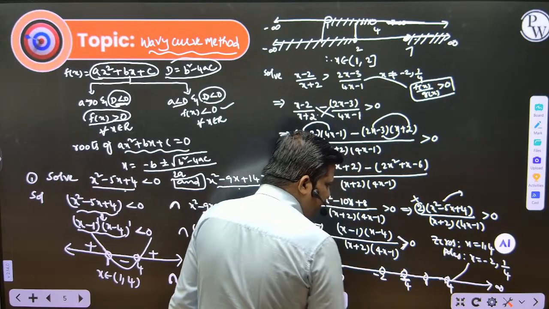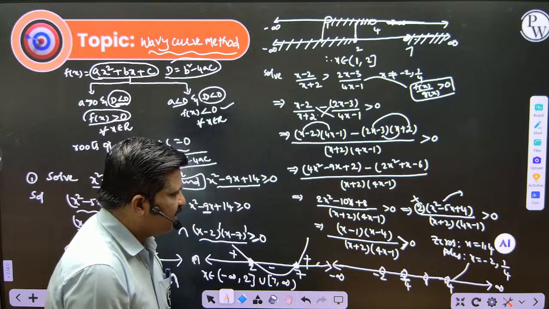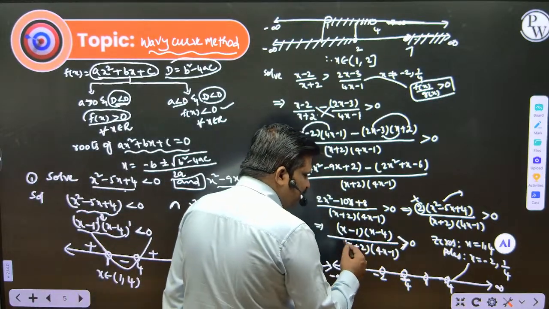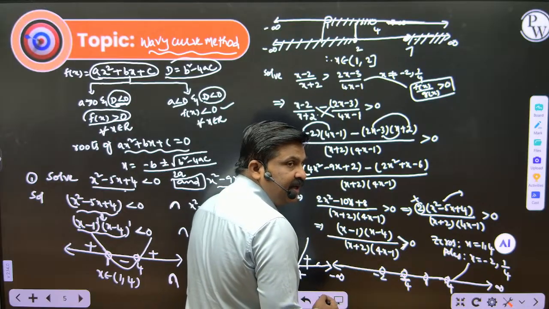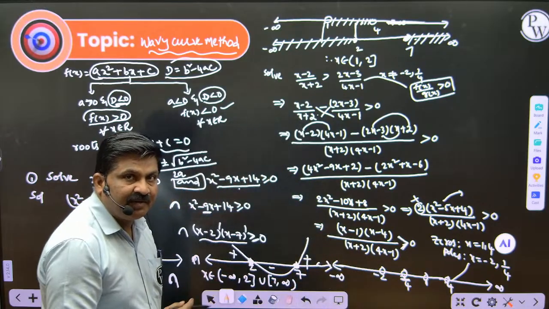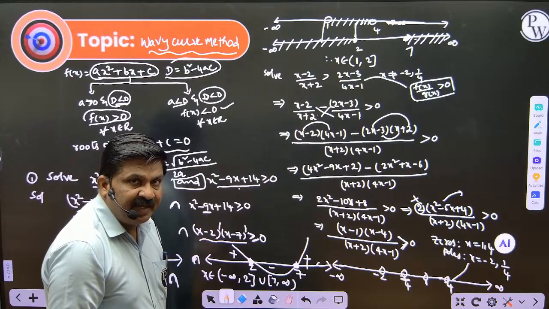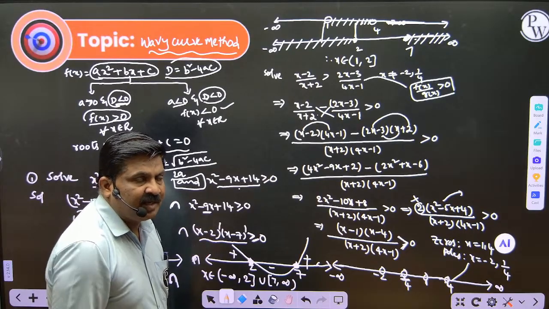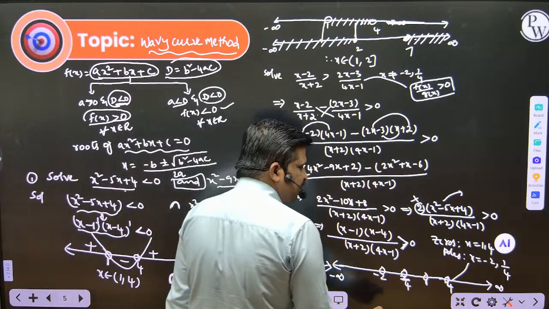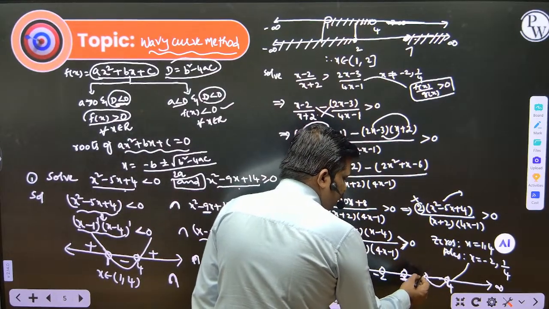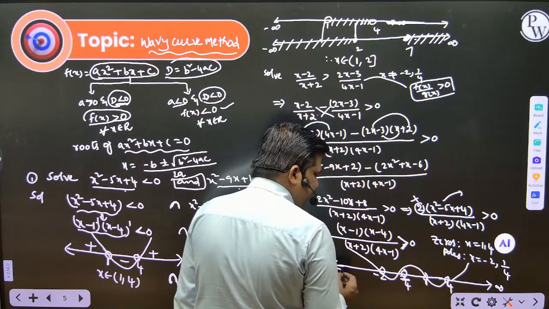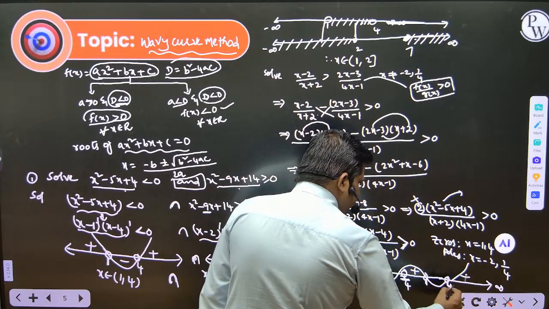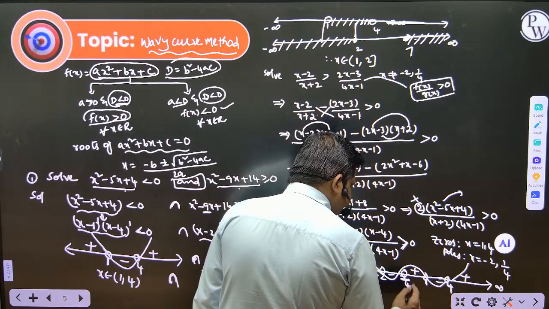Start the wave from the right side of the largest value. See its power. All the powers are what here? Odd. Here all powers are odd. That's why the wave crosses the poles and zeros on it, like this. Above part you take as positive, below part you take as negative.